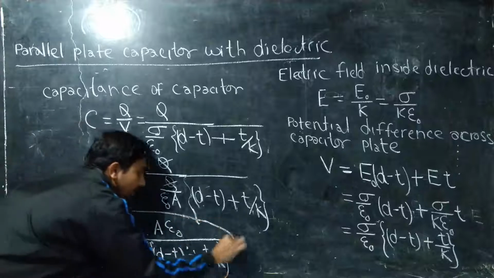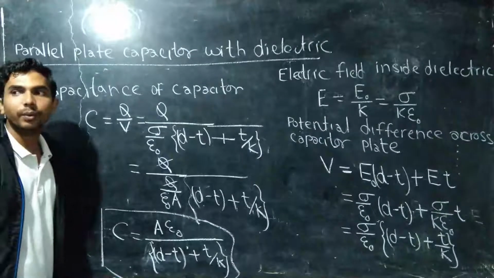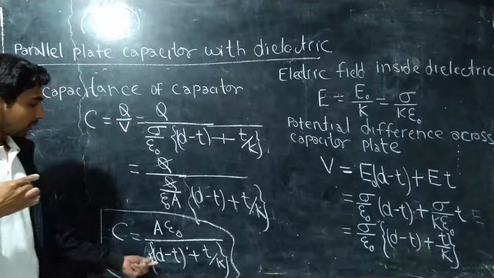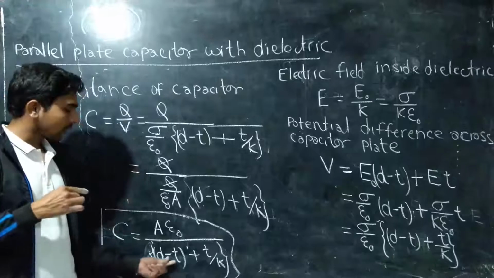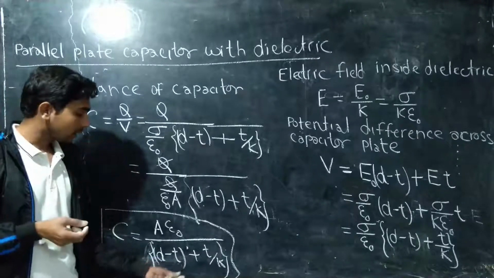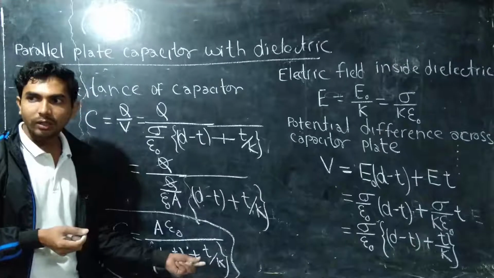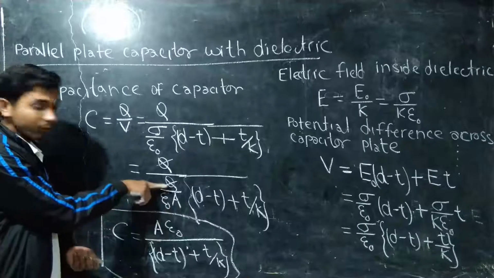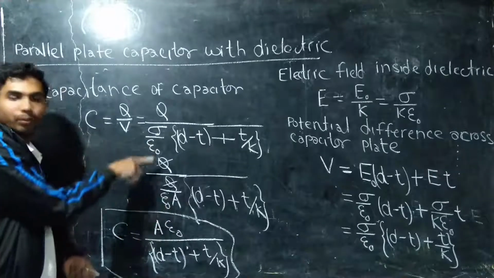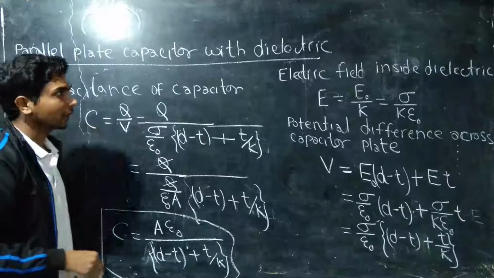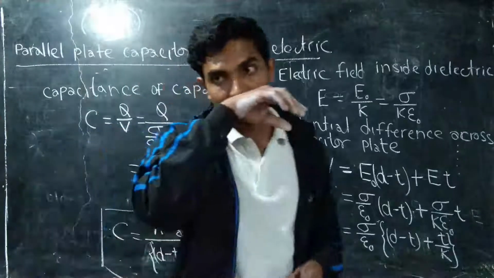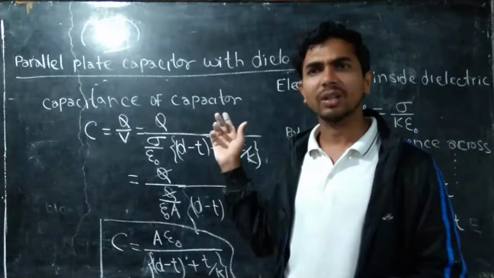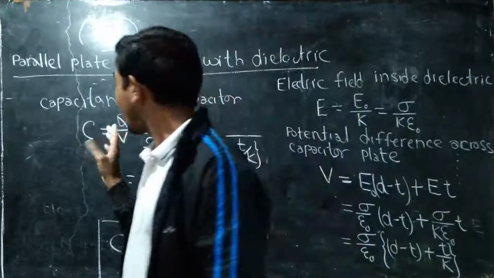This is your formula to find the capacitance of the parallel plate capacitor with dielectric, where D is the separation between the plates, T is the thickness of the dielectric material, and K is the dielectric constant. Everything is clear to you, right? This is in 1 by something form now, so it will go up, okay? So finally we can write it like that. This is all for today. In the next class I will try to find the energy of a parallel plate capacitor. So that's all for today.